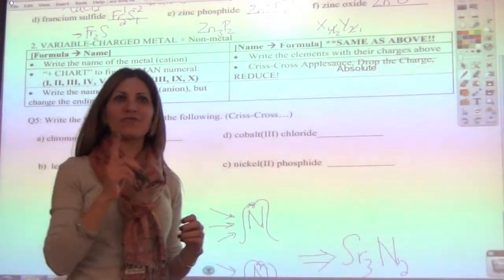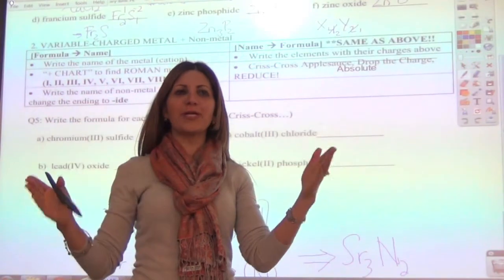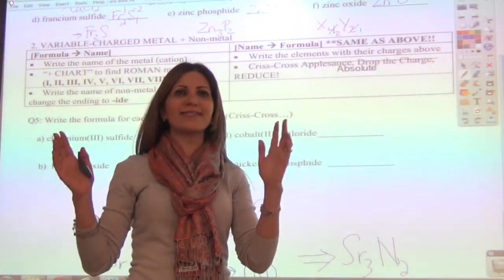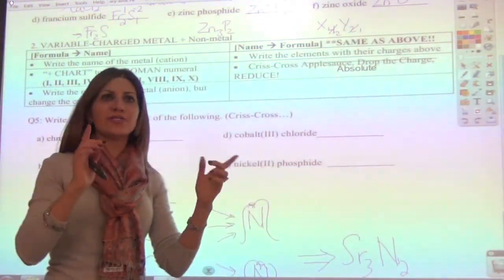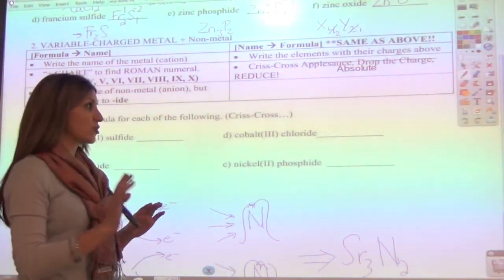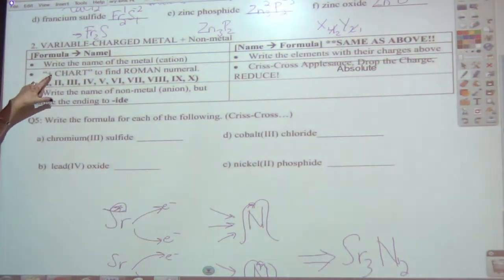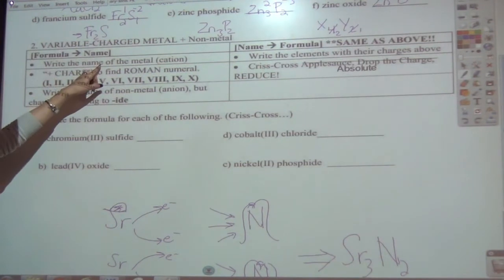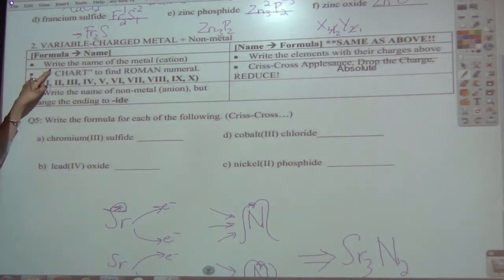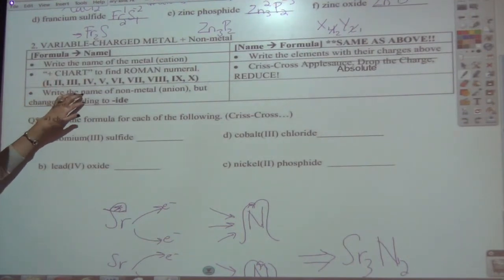There's one more thing to do. Everything's going to pretty much be the same. It's easy, it's not hard, but there's one part that gets a little bit tricky, so I want to explain this. If you are going from the formula to the name, all you have to do is write the name of the metal, and then you're going to use what is called a plus chart to figure out which Roman numeral it is. And we'll talk about this after.